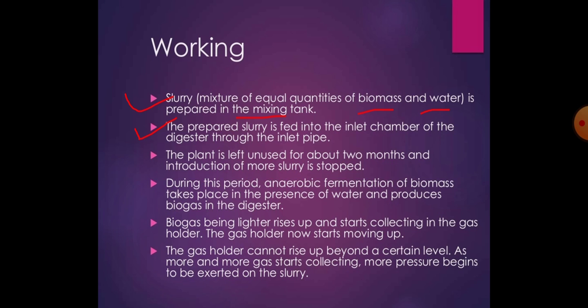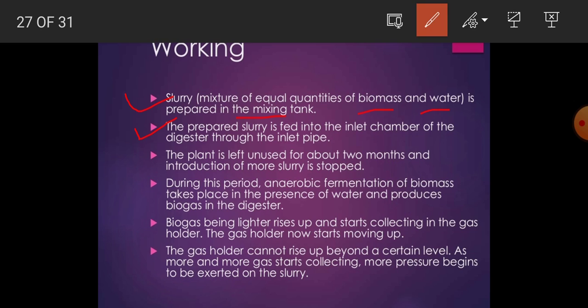Then the plant is left unused for about 2 months, and the introduction of slurry is stopped. During this period, anaerobic fermentation, anaerobic meaning in the absence of oxygen, decomposition of this biomass takes place, but in the presence of water, and that produces biogas in the digester.